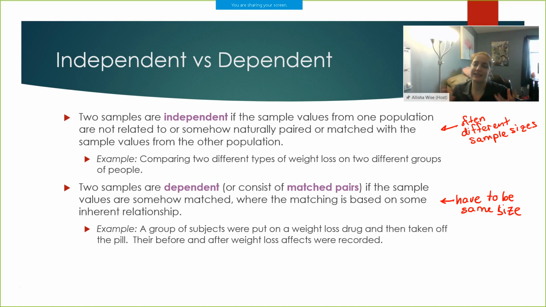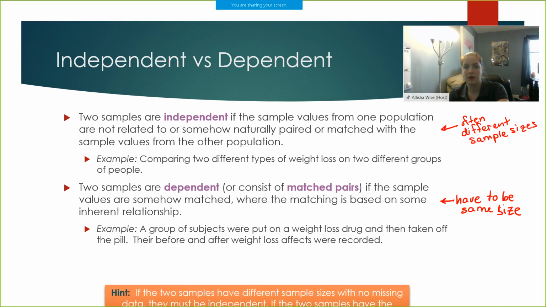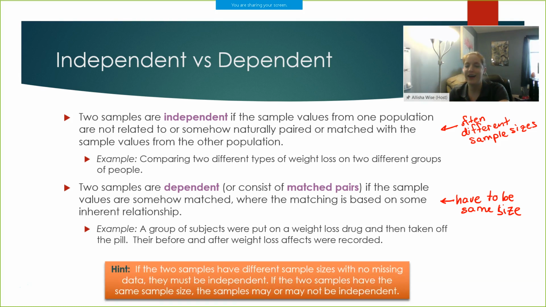It's a dead giveaway if they're the same size. In other words, they have to be the same size. Independent can be the same size, but they don't have to be. Okay. I have the hint right there. If two samples have different sample sizes, it's automatically independent. If they have the same size, you have to look at it a little bit closer to tell if it's independent or dependent.